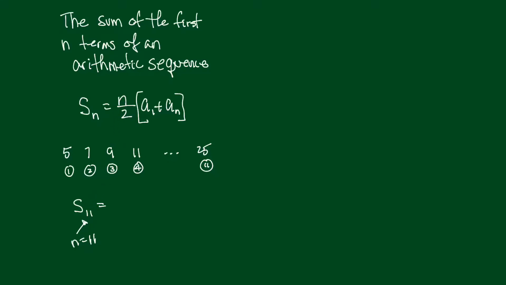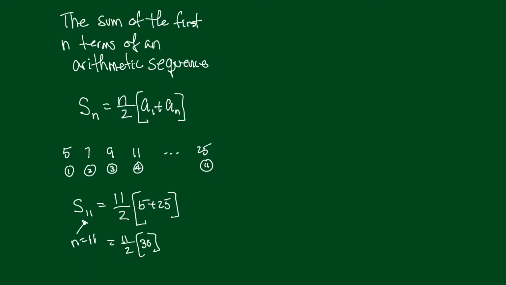Now don't let this fraction bother you here. It doesn't come out even, but it will in the end. Times what? Well, what do we have in here? You have the first term, which is a 5, and you're going to add to that the last term, the nth term, the 11th term, which in our case is 25. So it's going to be 5 plus 25. So we get 11 over 2 times 30.